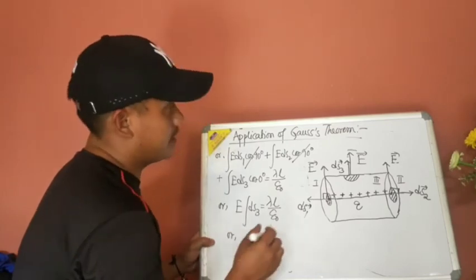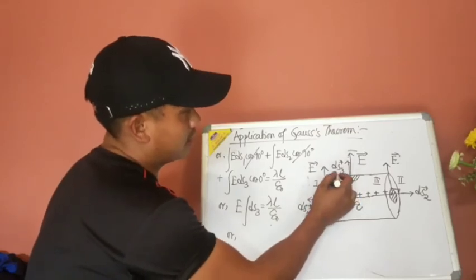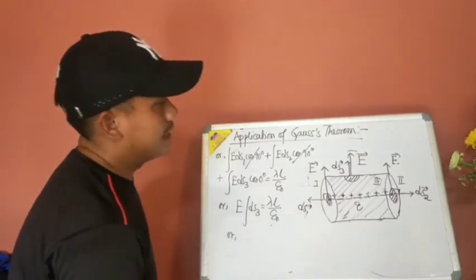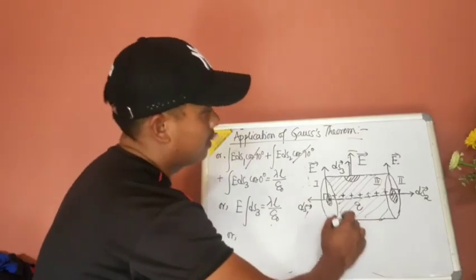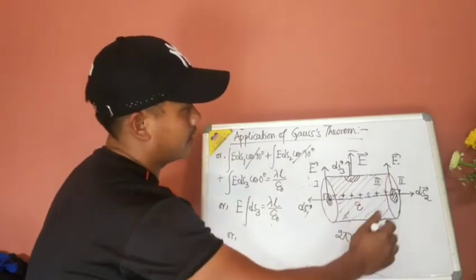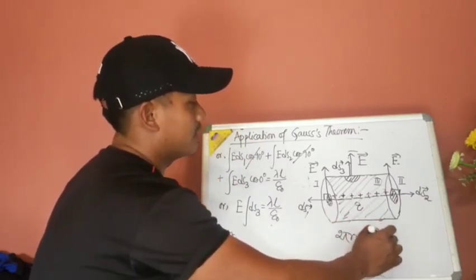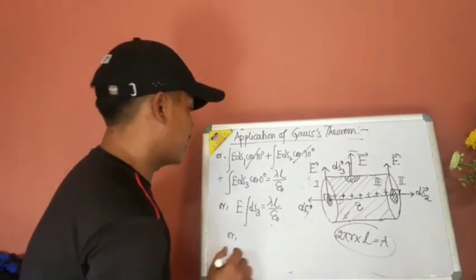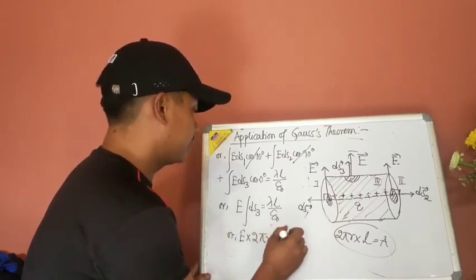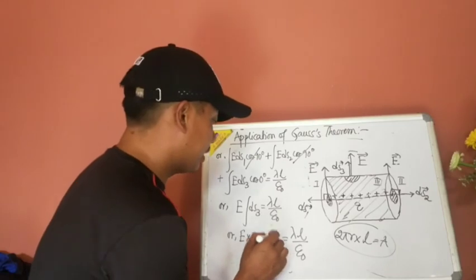Then the integration of ds3 gives the lateral surface area of the cylinder. The formula for the lateral surface area of the cylinder is the circumference 2 pi r times the length l of the cylinder. This gives the lateral surface area A. So E into 2 pi r into l is equal to lambda l by epsilon naught.